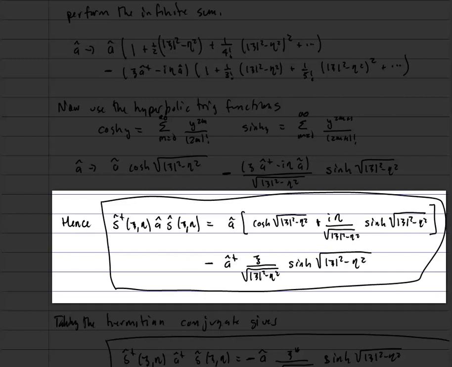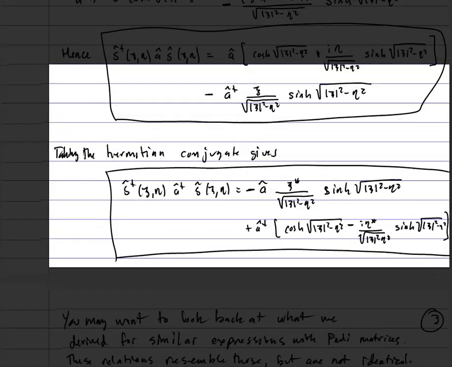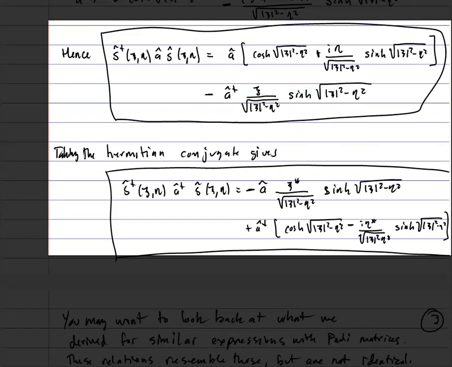Do we have to work hard to get the transformation of the a dagger? Turns out, no, we do not, because all we have to do is take the Hermitian conjugate of this, and it will give us the result for the a dagger. So that's going to go inside a box as well. We're going to find S dagger a dagger S is just minus a c star over the square root of c squared minus eta squared times sinh of the square root of c squared minus eta squared, plus a dagger cosh of the square root of c squared minus eta squared, minus i eta star over the square root of c squared minus eta squared times sinh of the square root of c squared minus eta squared.